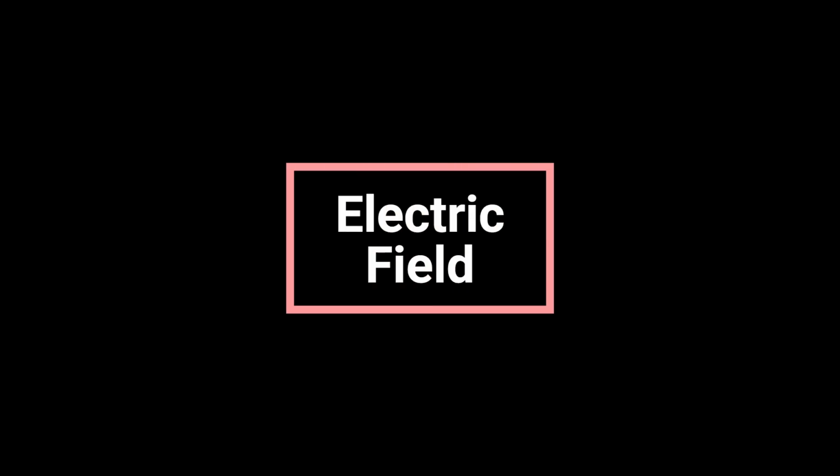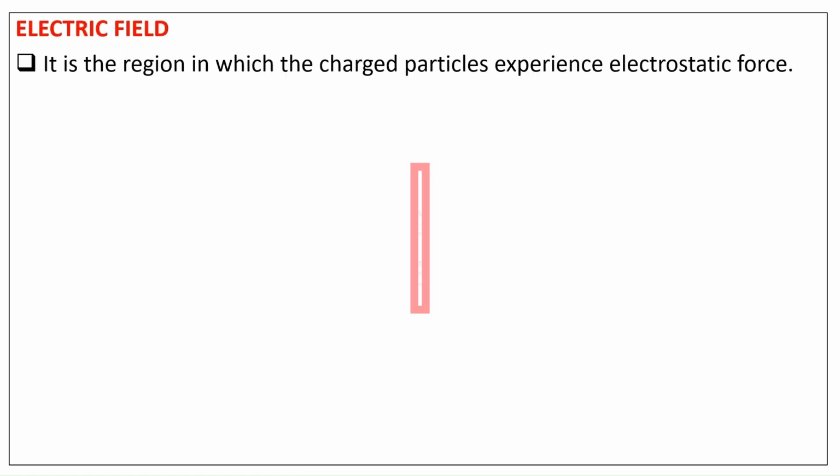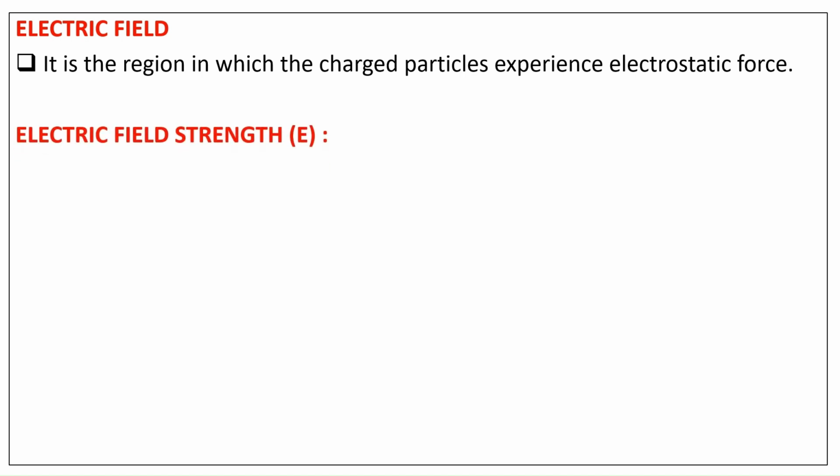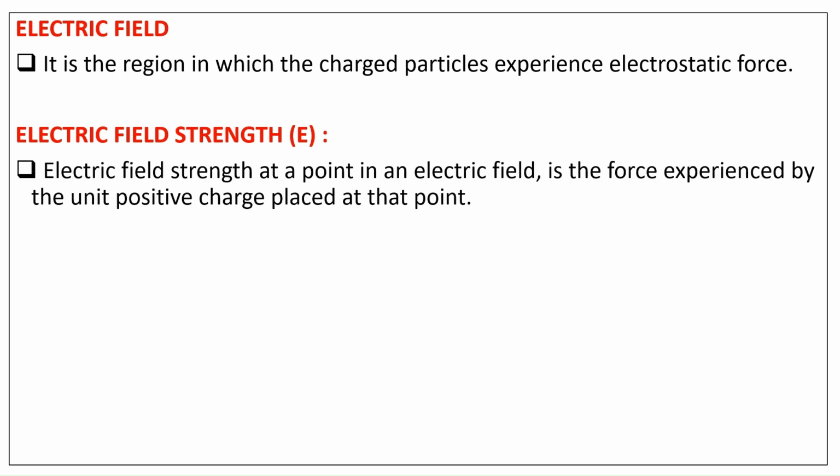Next, electric field. It is the region in which the charged particles experience electrostatic force. Electric field strength, E. Electric field strength at a point in an electric field is the force experienced by the unit positive charge placed at that point. E is equal to force by charge. That is, E is equal to F by Q naught.